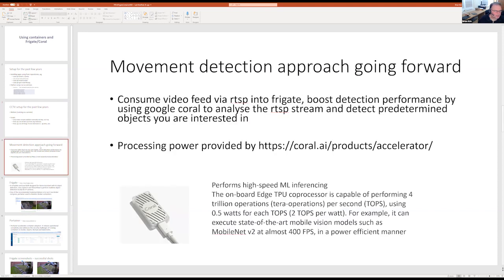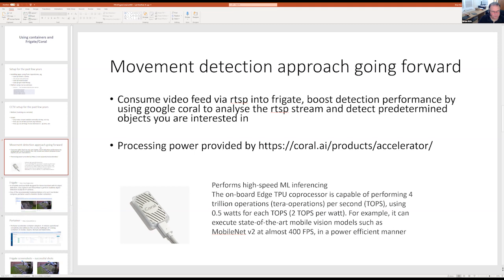So having a look around, I was seeing what other people were doing to be more clever around how it captures movement, because all I'm really interested in at the moment is people moving. So I looked at this Google Coral, and I was looking at consuming the video stream via RTSP. I've actually got an RTSP camera at the front and the back of the house, and then boost detection performance by using the Google Coral.